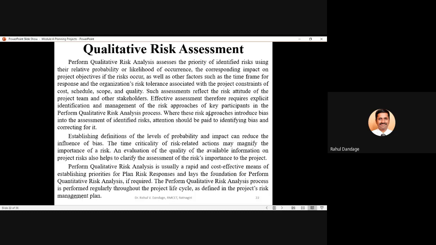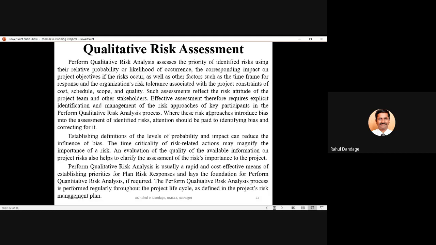Perform qualitative risk analysis is usually a rapid and cost effective means of establishing priorities for planned risk responses and lays the foundation for perform quantitative risk analysis. So this particular process of performing qualitative risk analysis is a foundation, a reference for planning the risk responses and also for performing the quantitative risk analysis.